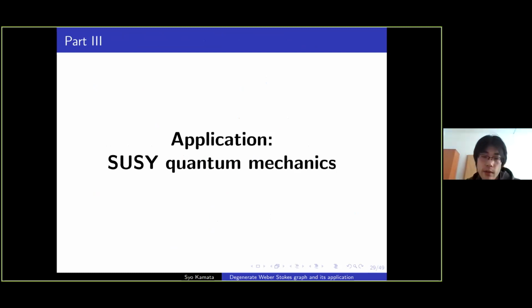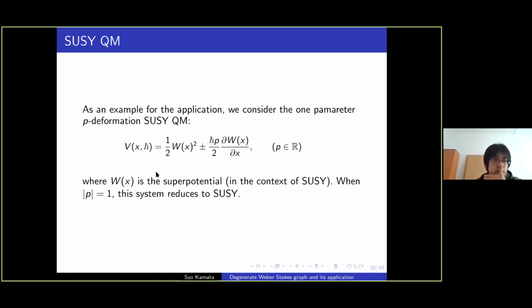Okay, so I finished the basics of the Degenerate Weber test. So let us apply this technique to the quantum mechanical system. In our case, let us consider this potential. So now W is a superpotential, and the derivative of the superpotential is proportional to H bar here. And if you take this P as 1 or minus 1, this system is the supersymmetric case.